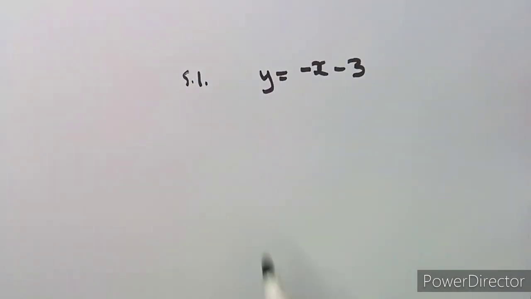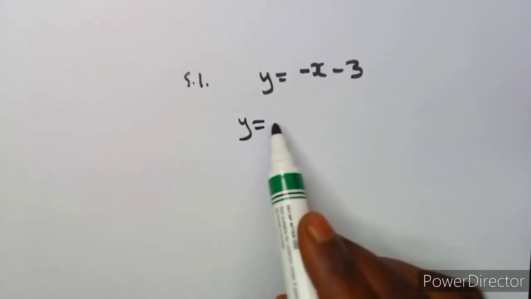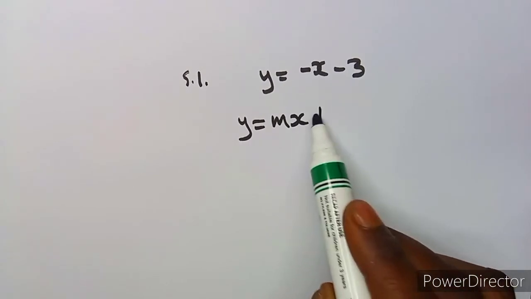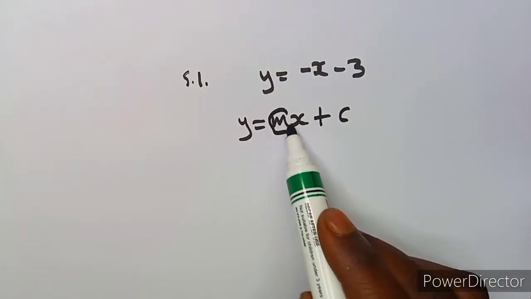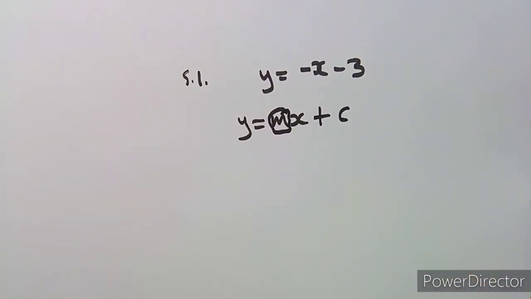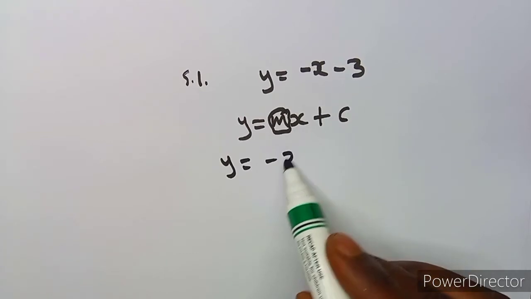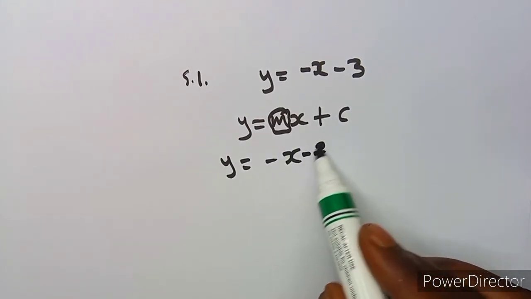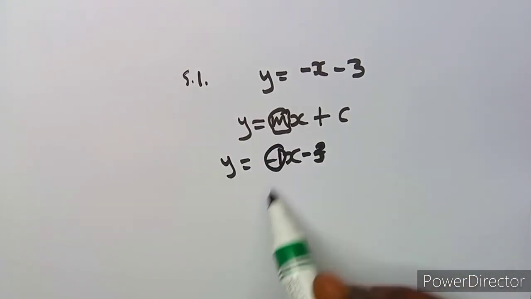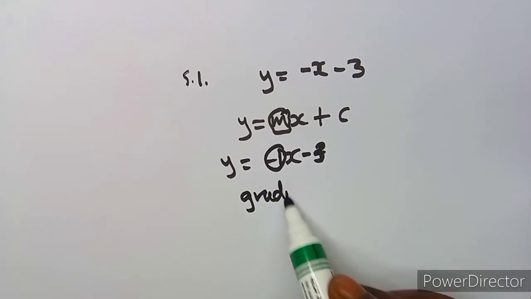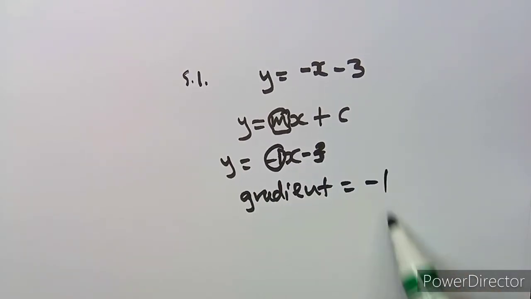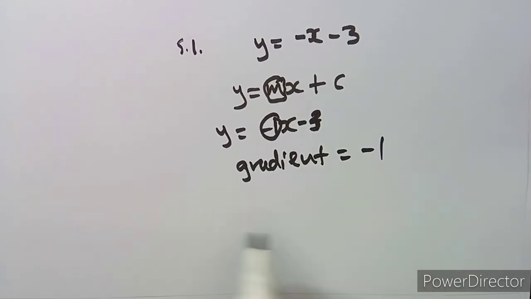How do I determine the gradient? Because I know that when I write the equation in the form of y is equal to mx plus c, this m represents the gradient, which is the number that is affecting x. So in this case, you are given y is equal to minus x plus minus 3. So there is minus 1 here. So the gradient is minus 1. So that is the value of gradient, which is minus 1.